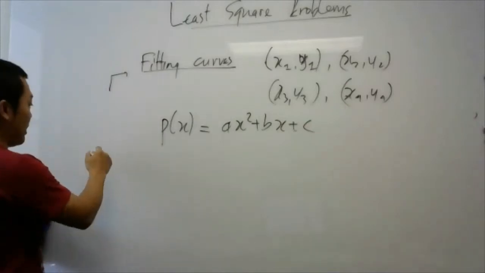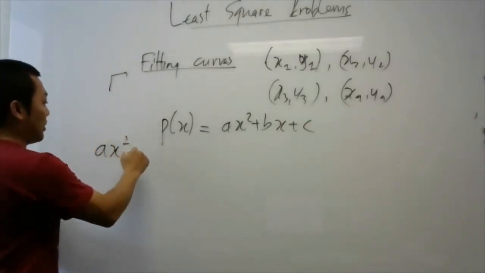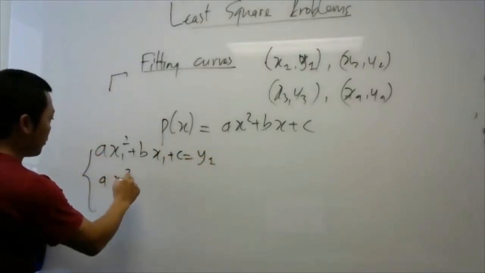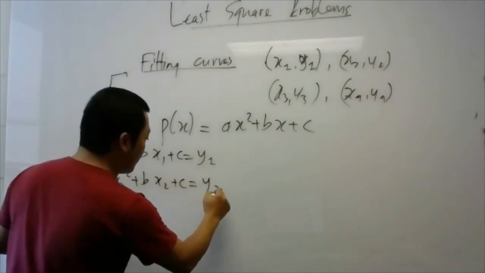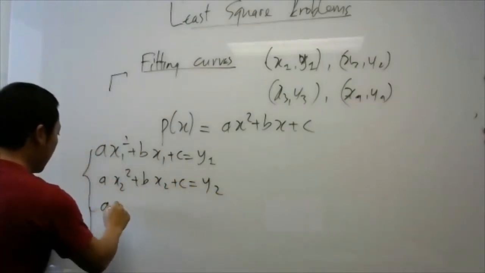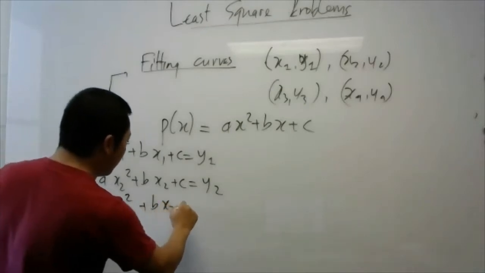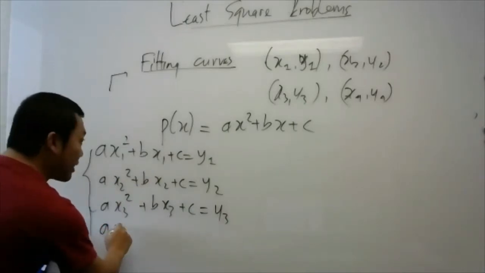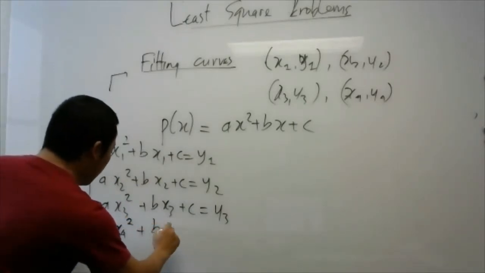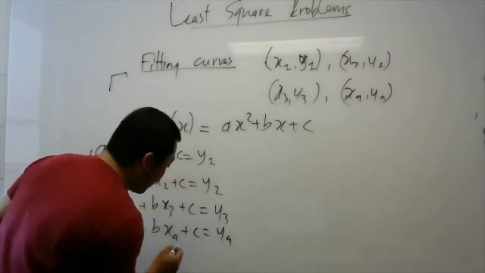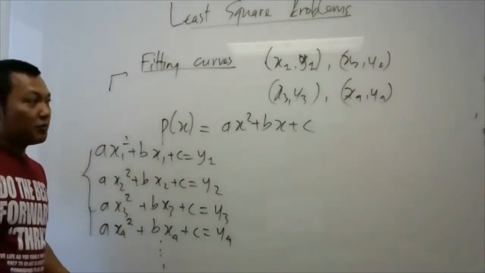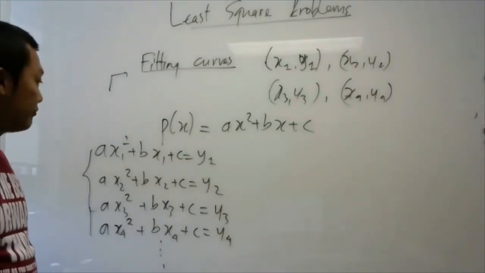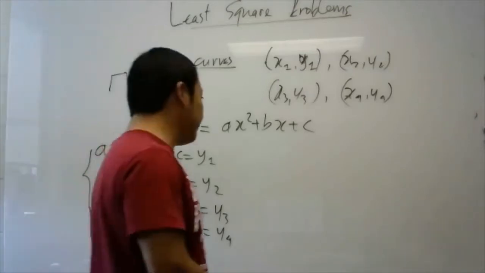Anyway, let me write it down, right? Let's say ax1 squared plus bx1 plus c equal to y1. ax2 squared plus bx2 plus c equal to y2. And ax3 squared plus bx3 plus c equal to y3. And if you have one more point, I can write ax4 squared plus bx4 plus c equal to y4, and so on, right? So basically, if they give you a data set and they ask you to do something like that, you need to solve the system of linear equations. All right.